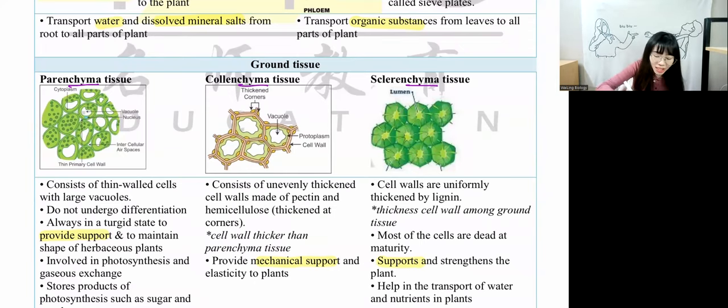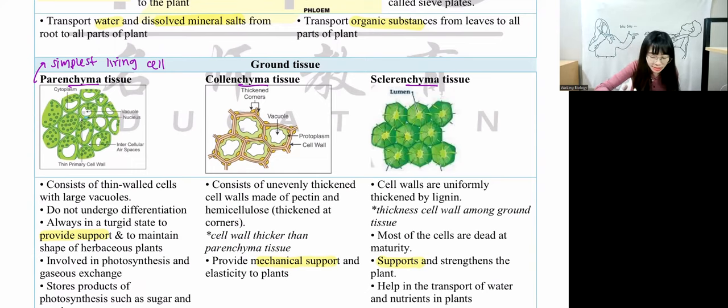Parenchyma tissue is known as the simplest living cell. Okay, you can write it over here. They are known as the simplest living cell. Okay, even though it's called simplest living cell, they have the most function. The reason why it's called simplest living cell is because they do not carry out differentiation. They are simplest living cell. But they have a lot of function in parenchyma tissue.